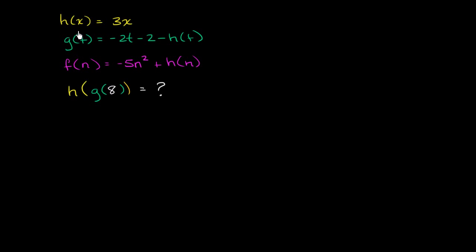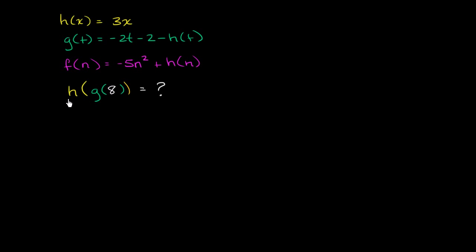We're told that h of x is equal to 3x. g of t is equal to negative 2t minus 2 minus h of t. f of n is equal to negative 5n squared plus h of n. So we have three function definitions, and two of these function definitions are actually defined in terms of another function, in particular in terms of the function h.